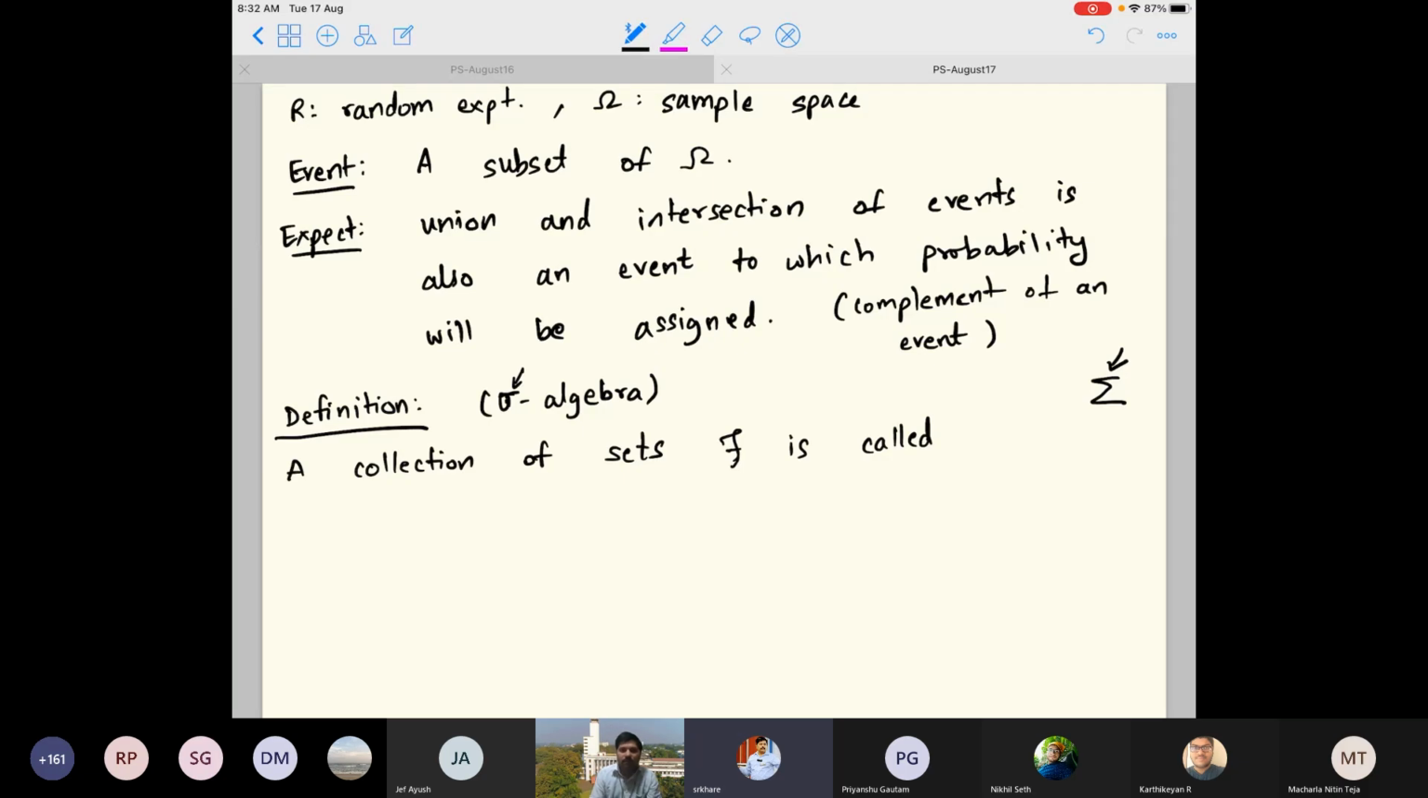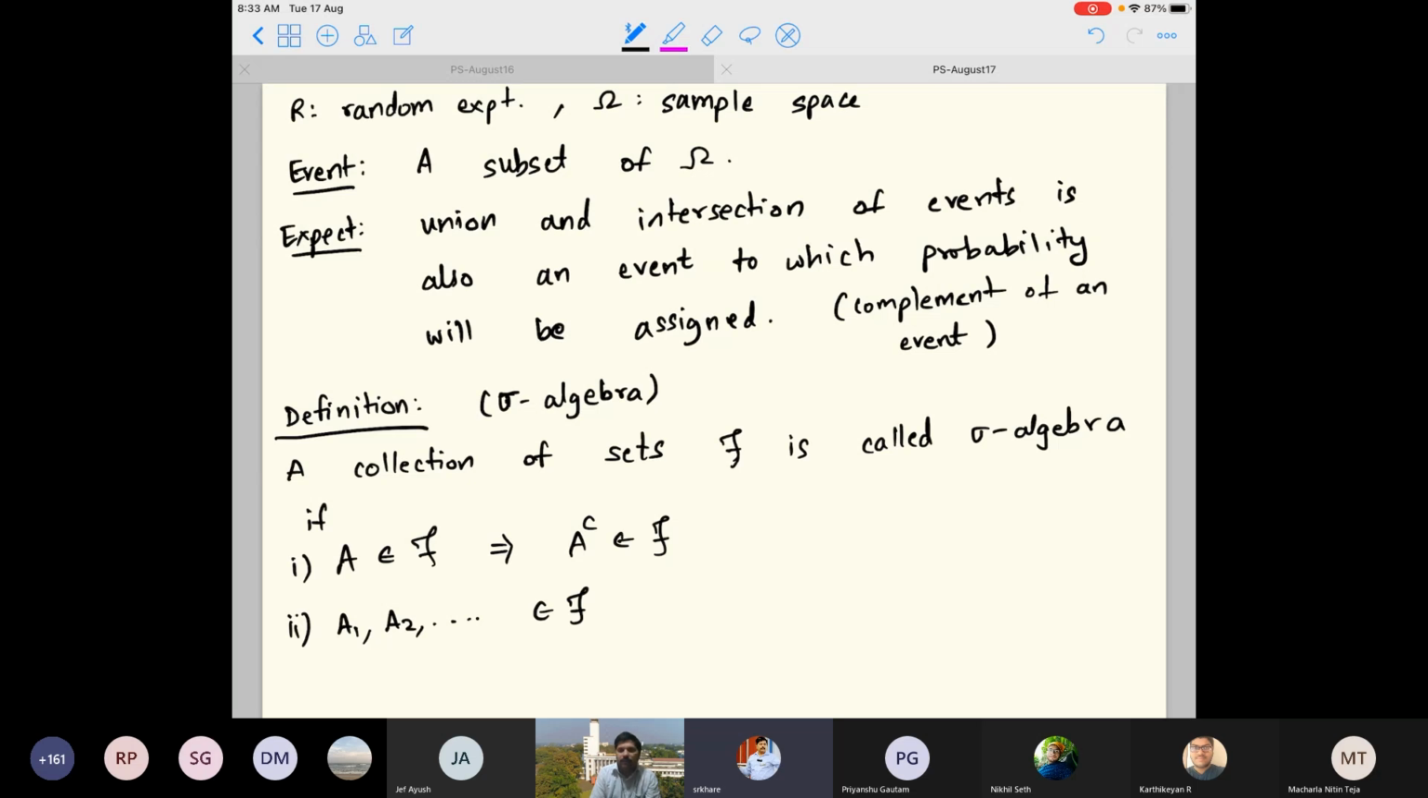So a collection of sets F is called a sigma algebra if the following conditions are satisfied. What is the first condition? If A belongs to F, that means A complement also belongs to F. So like you rightly pointed out, why should we not talk of complement? The first rule actually states that we should have complement covered. And if you have A1, A2, and so on, a countable collection of sets sitting inside this set F, then we want the union of i from 1 to infinity to belong to F, and the intersection of i going from 1 to infinity should also belong to F.